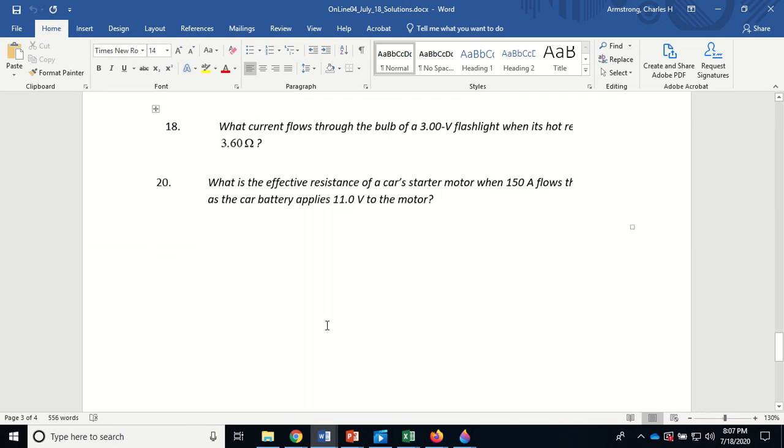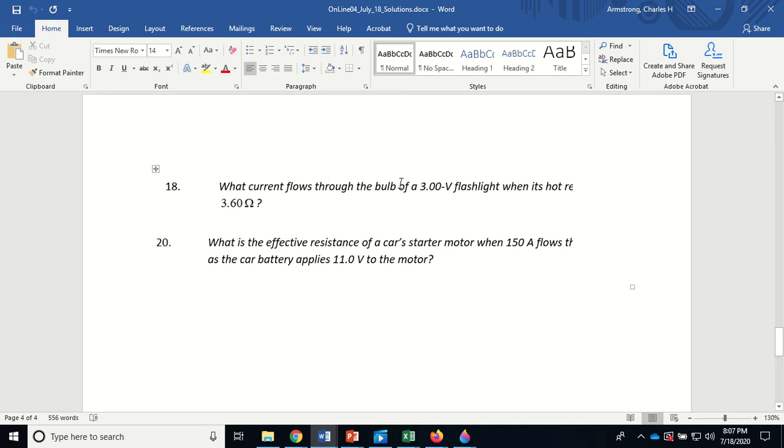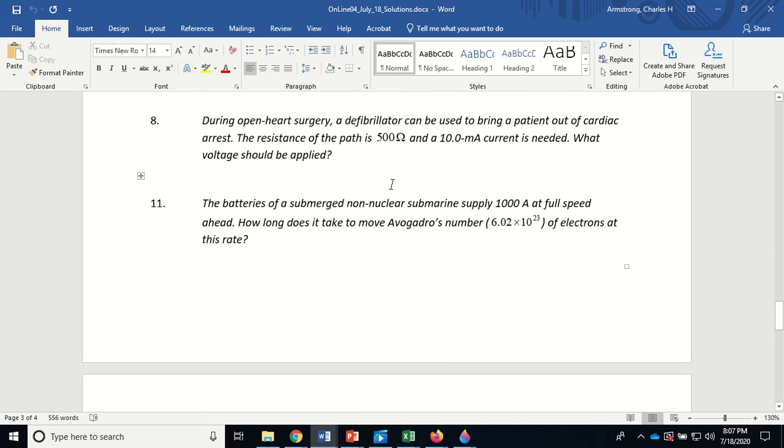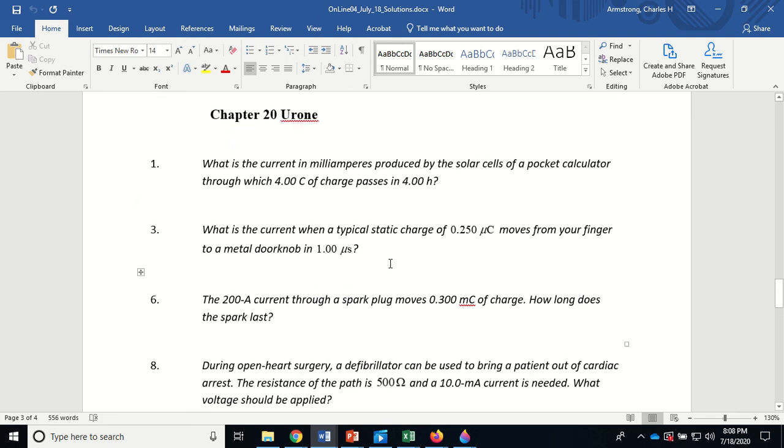So anyway, these are the problems you have, up to problem 20. You can see they give you the current and the voltage, and ask for the resistance. They give you the voltage and the resistance, and ask for the current. So very, very simple problems. Nobody should have a problem with them, I hope. So 1000 amps. And then these are back to Ohm's law. This is back to how long does it take. So this is I equals Q over T, and so on.